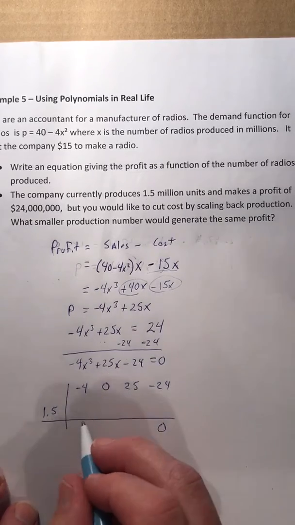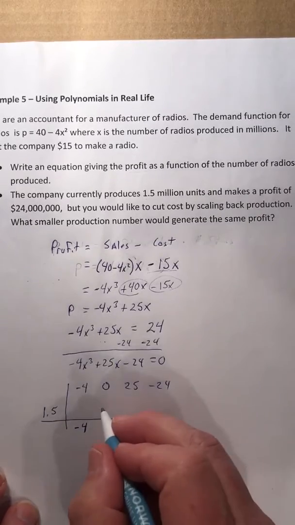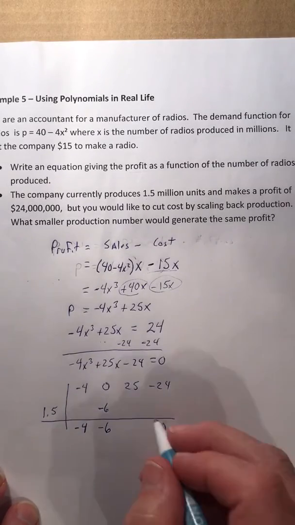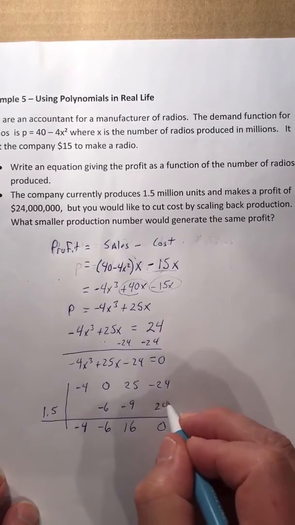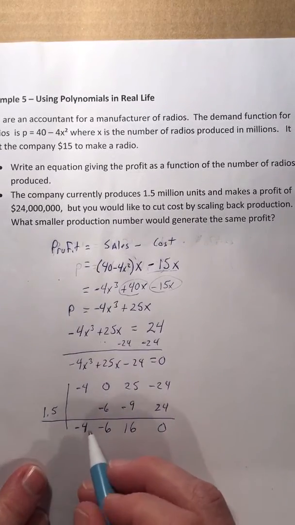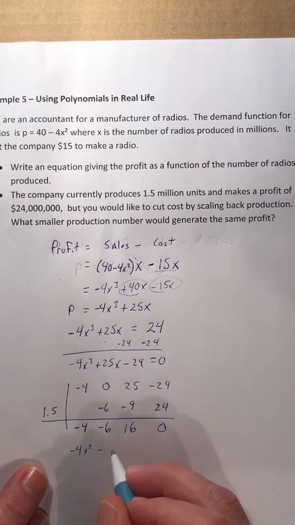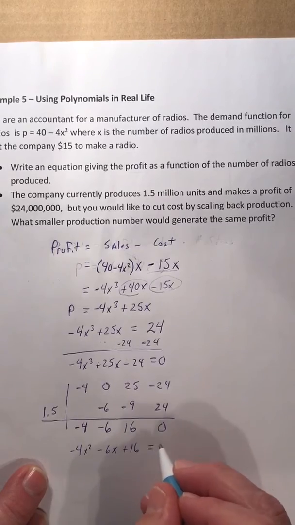All right, so then we drop our first term, we multiply, which gives us a negative 6. We add, and then we multiply again. Gives us a negative 9. And then we add, and it gives us 16. And then we multiply, and we get a 24. All right? So now we've factored out that 1.5 out of it. So that means we're left with this. All right, remember, we take 1 away from this. So we're left with a negative 4x squared minus 6x, and then plus 16 equals 0.